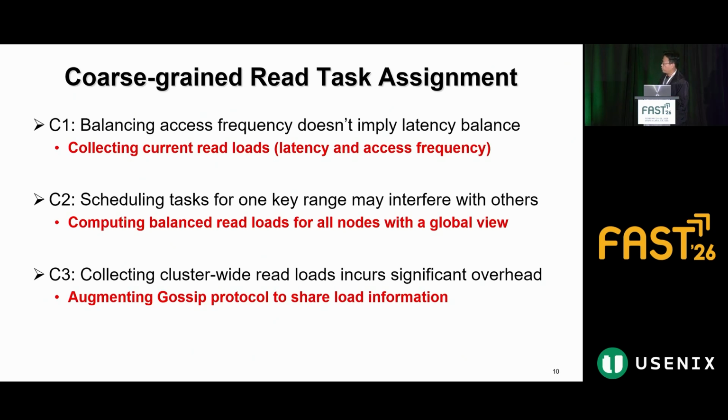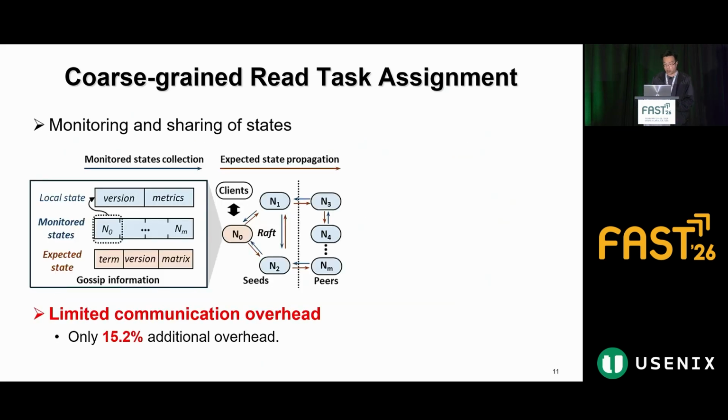Now, the third challenge is that we need to collect the cluster-wide read loads to do this load balancing, but this collection can introduce significant overhead. So our idea is to augment Cassandra's gossip protocol to share the load information. Cassandra itself uses the gossip protocol to share the membership information, and we extend this gossip protocol to include the latency information.